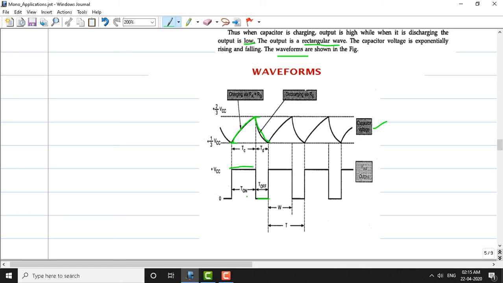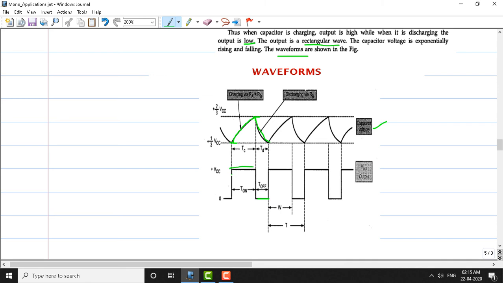For the on time, we can calculate the resistance while the capacitor is charging. RA plus RB is required, so therefore we can calculate the charging time constant for that. When the capacitor keeps discharging, we can calculate the discharging time constant here.